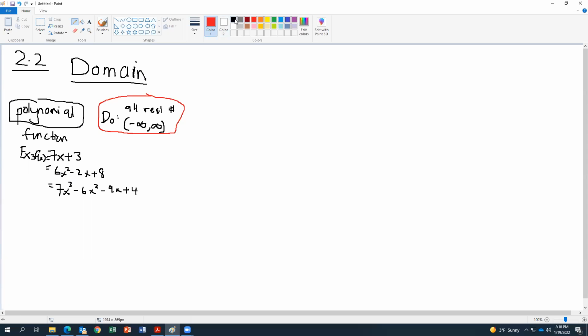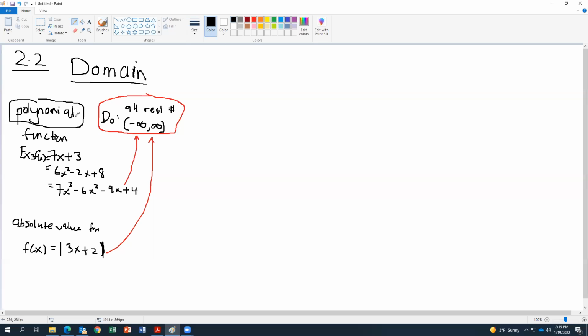Okay. What else also has a domain of all real numbers? Absolute value functions. So an example would be f of x equals the absolute value of 3x plus 2. Then your graph in the absolute value is usually the two lines. Then your domain in this case is still going to be all real numbers.